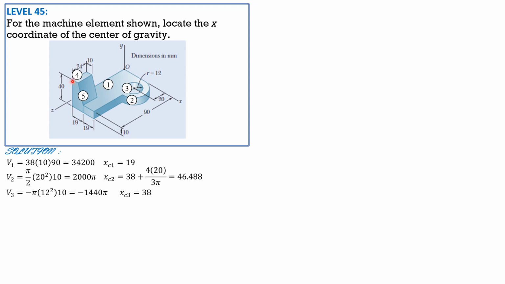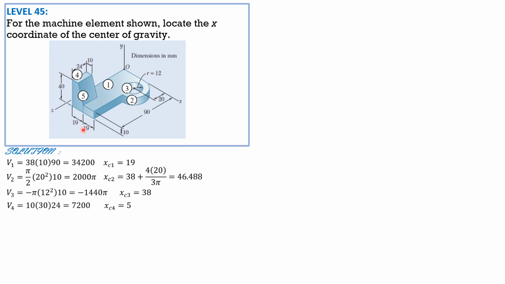Then volume 4, the rectangular parallelepiped: along X 10, along Y 30, not 40, because we only consider up to here. We already considered this from volume 1. So the height is 40 minus 10, so 30. And along Z it's 24. So the volume is 10 times 30 times 24, and that is 7,200. Then XC4 is half of 10, so 5.